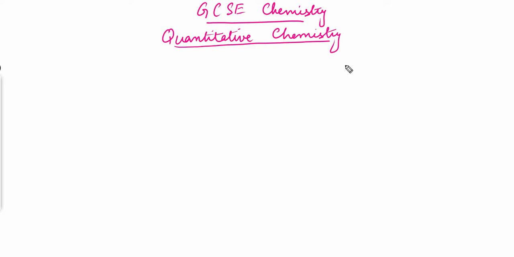In this video I'm going to cover a topic of GCSE chemistry, and that is quantitative chemistry. In quantitative chemistry, the first thing that we have to discuss is the concept of the mole. So what basically is the mole? Let me write down the definition, then I can explain it to you. The mole is the unit to represent the amount of substance.